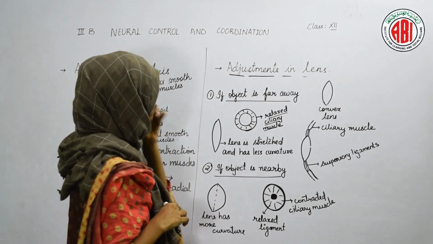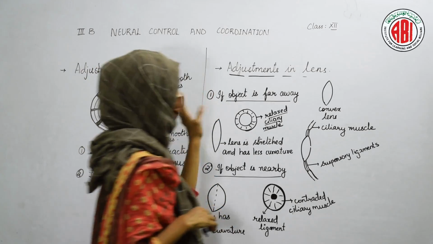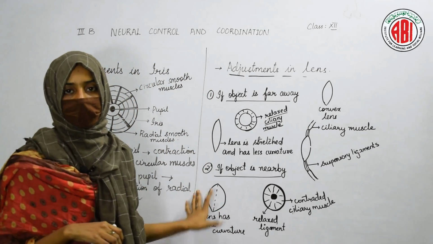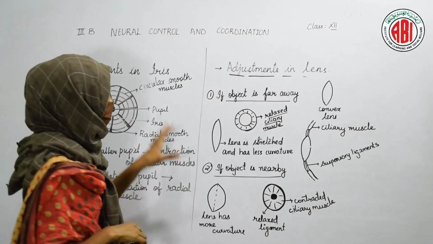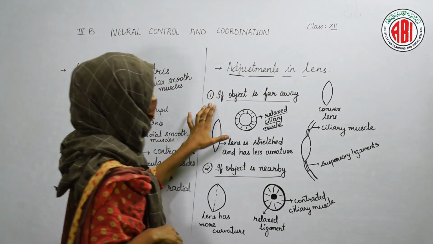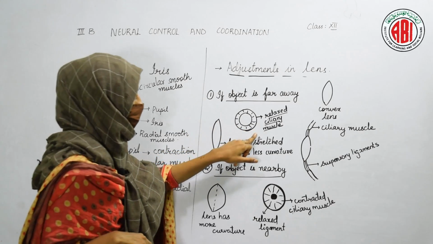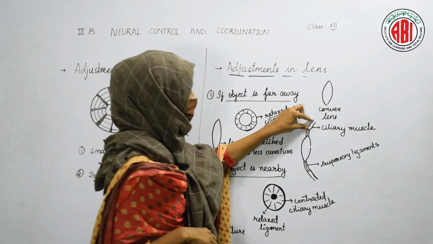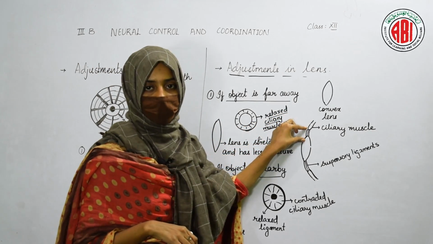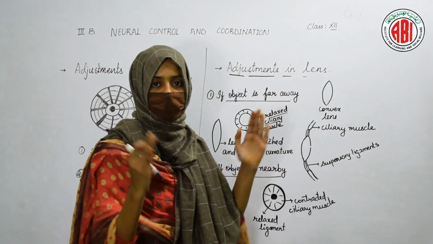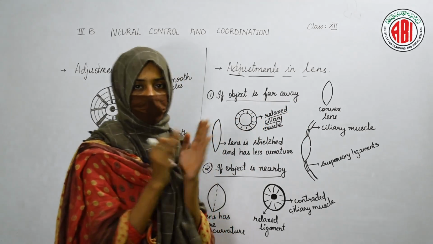So this is what happens to see the objects which are kept far away and nearby us. If you want to see an object that is present far away from you, then relaxation of the ciliary muscles would happen. Due to the relaxation, stretching of the suspensory ligaments takes place, and due to the stretching, the convex lens also gets stretched.